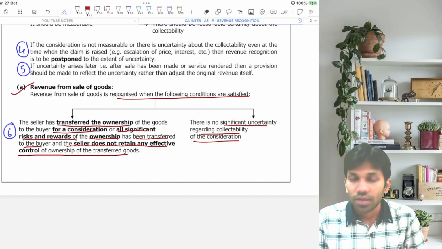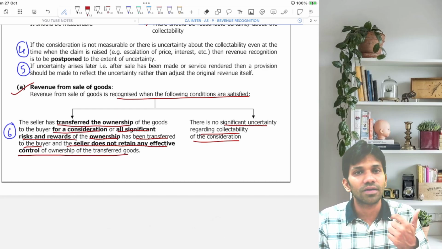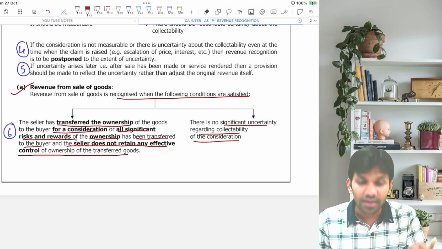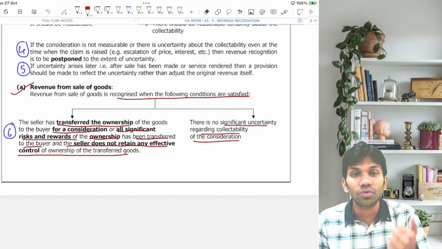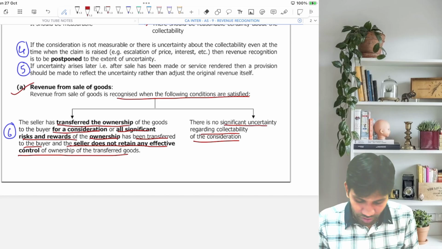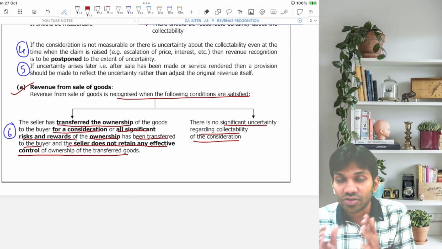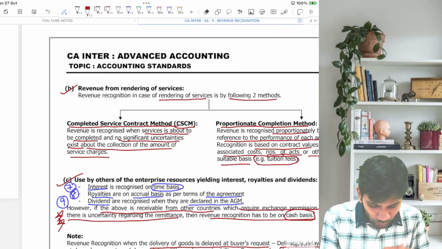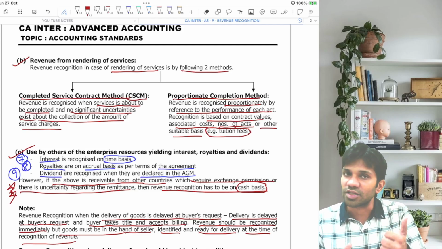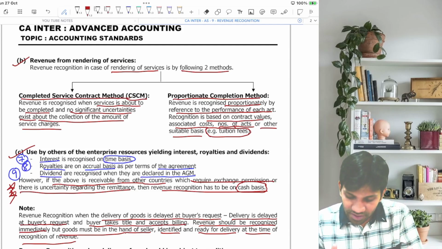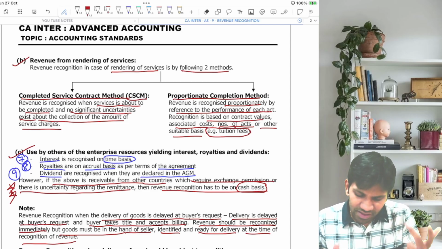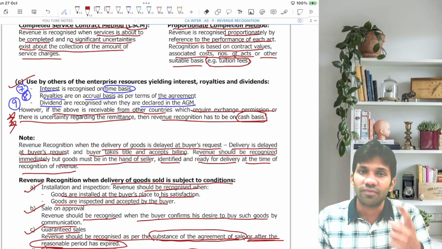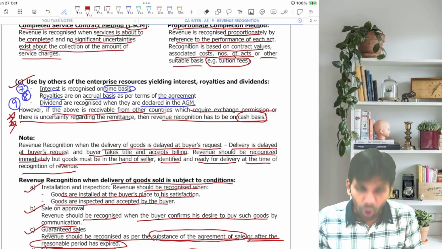Revenue from sale of goods. The revenue from sale of goods should be recognized when the seller has transferred the risk and rewards to the buyer and the seller does not retain any effective control of title of the transferred goods. The collection should be certain and it should be measurable. For services, there were two methods: proportionate completion service method and completed service contract method. Then interest should be recognized on a time basis, dividend when it is declared in the AGM, and royalty on accrual basis.